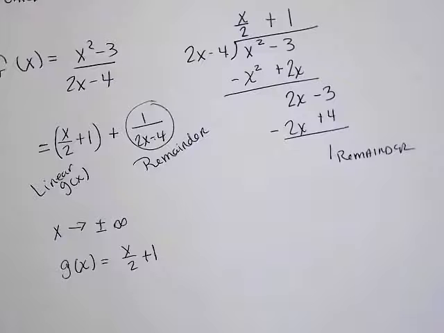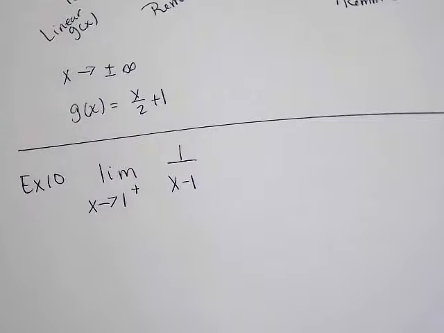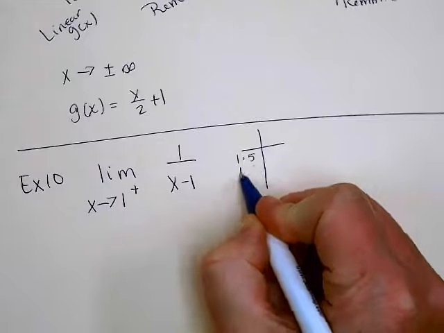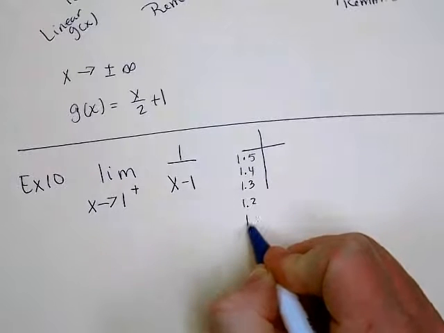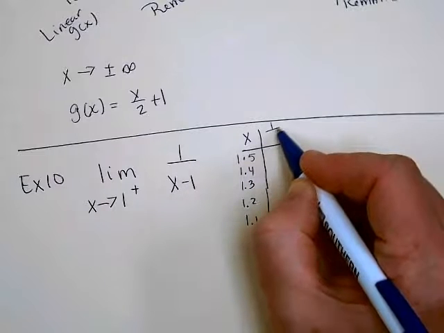Okay, sometimes when we take the limit, we get infinity as an answer. So I'm going to look at example 10. If I ask you to find the limit as x approaches 1 from the right of 1 over x minus 1. Okay, the limit as x approaches 1 from the right. So it's coming in from the right, so it's going to be numbers like 1.1, 1.2, 1.3. And let's make a quick little table. Let's do 1.5, 1.4, 1.3, 1.2, 1.1. So when I subtract 1 from that, that's x, and this is 1 over x minus 1.